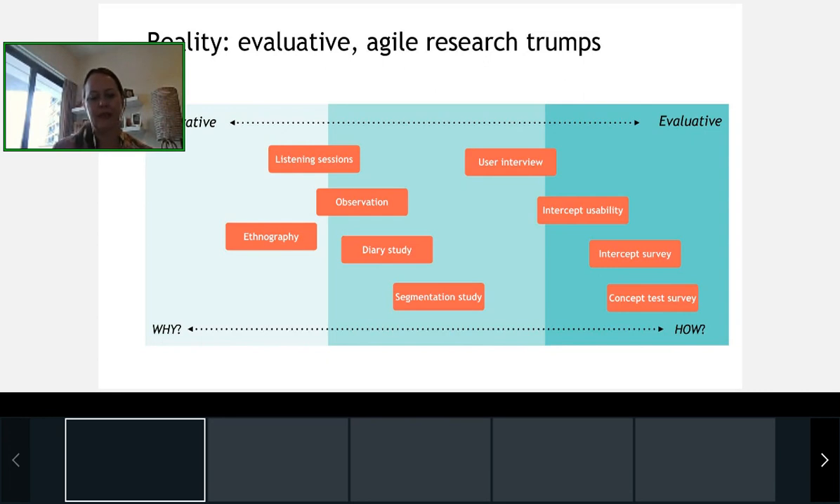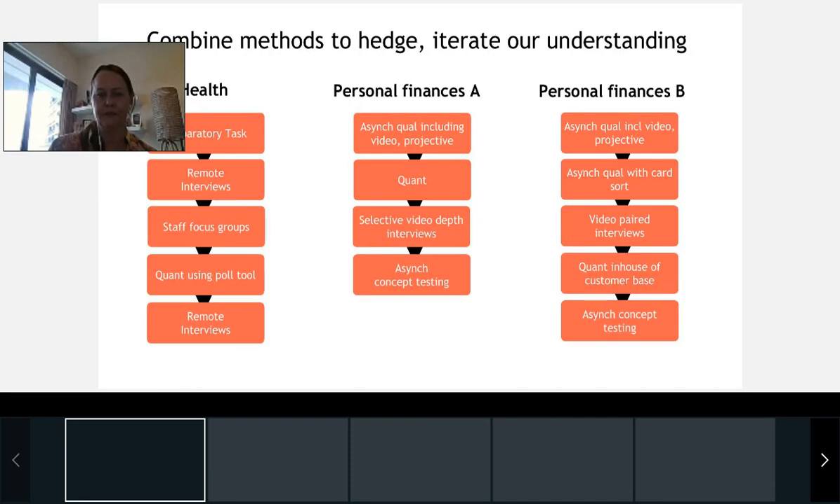Yes, we don't always get to do those big generative studies that we'd like to do over on the left-hand side to get to depth, but we find a way. We find a way to do that. So let's just have a little look at how. So here are three project examples.